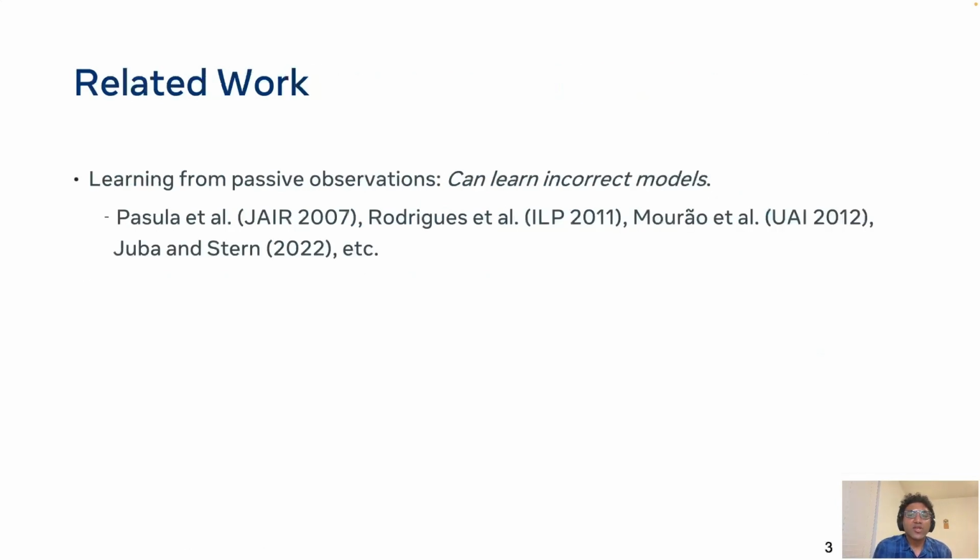In this direction, there is already some work on learning probabilistic models of AI systems using the observed traces of that AI system interacting with the environment. These learning setups use only passive observations and hence they can end up learning incorrect models as they cannot guarantee to capture all the transitions.